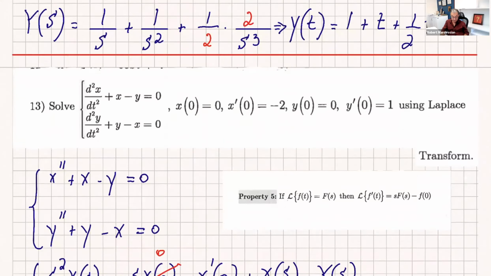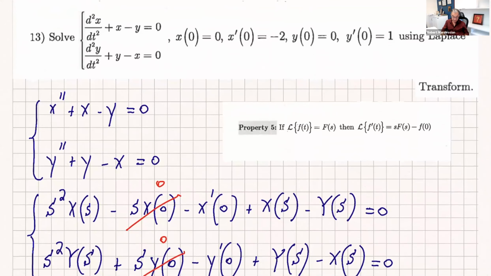Next one is a system, number 13. So let's go ahead and work on this one. It says solve the system using Laplace transform. Here the second derivative of x with respect to t plus x minus y equals 0, and the second derivative of y with respect to t plus y minus x equals 0, and you are given all these conditions.